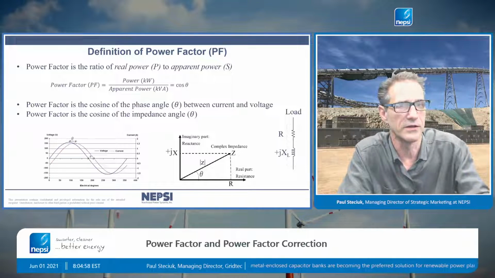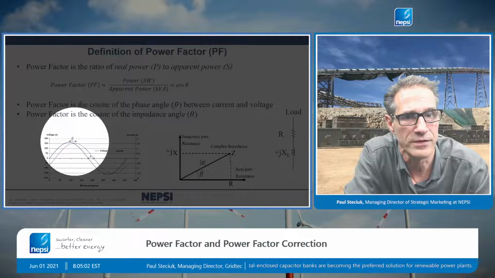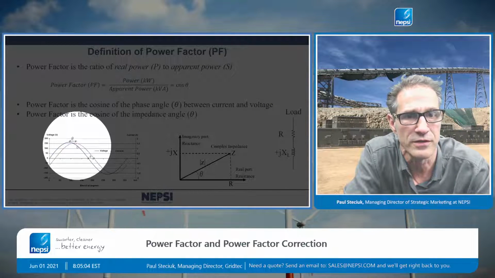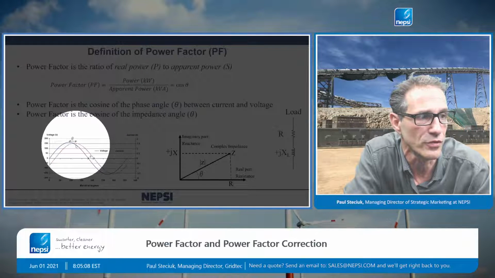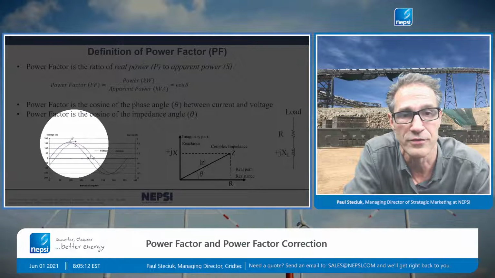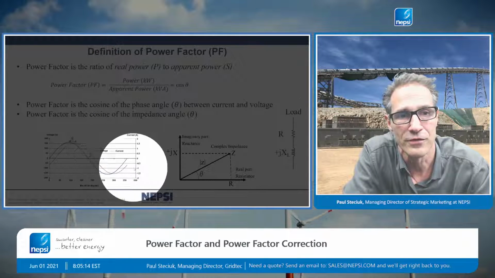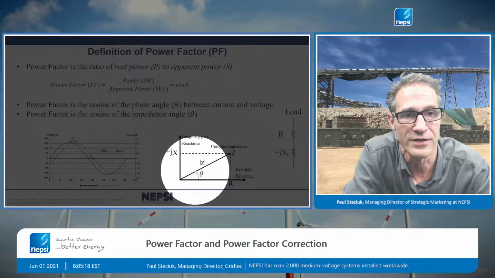And you can see down here that the power factor angle is the phase angle difference between the voltage and the current. In this case, the voltage is blue and the current is red. And this would be a lagging power factor, what we show here. So that's theta. Also, consequently, theta also is related to the impedance angle.